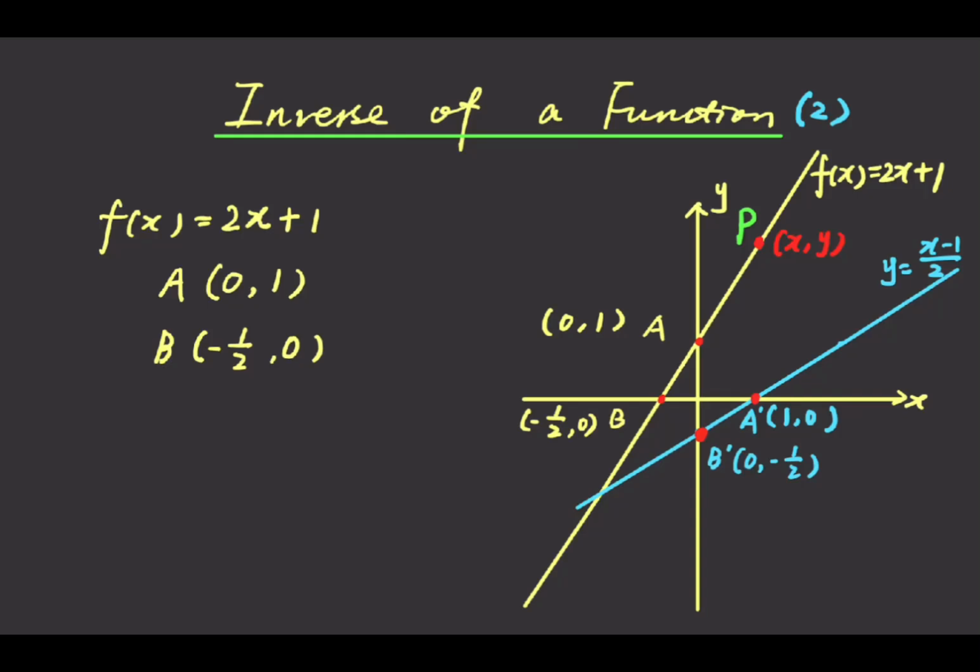From the previous discussion related to the inverse of the original function, we have known for this original function, its inverse should be represented by this equation, that is to say y equals (x minus 1) over 2. Now let's summarize how to figure out the inverse of the original function.